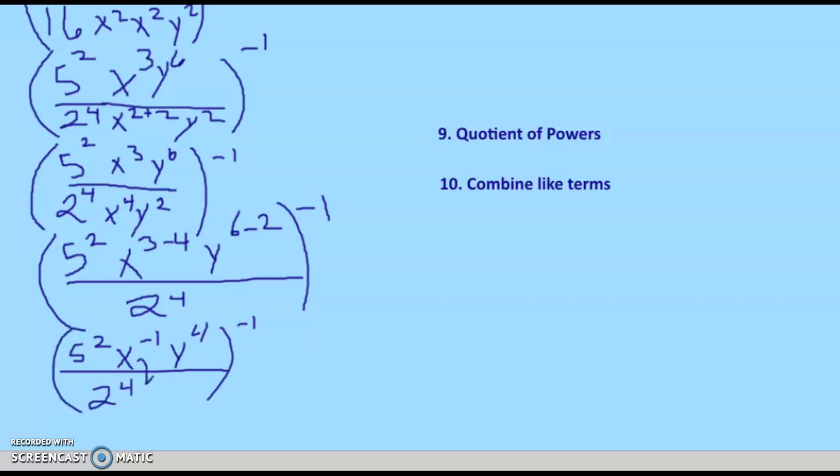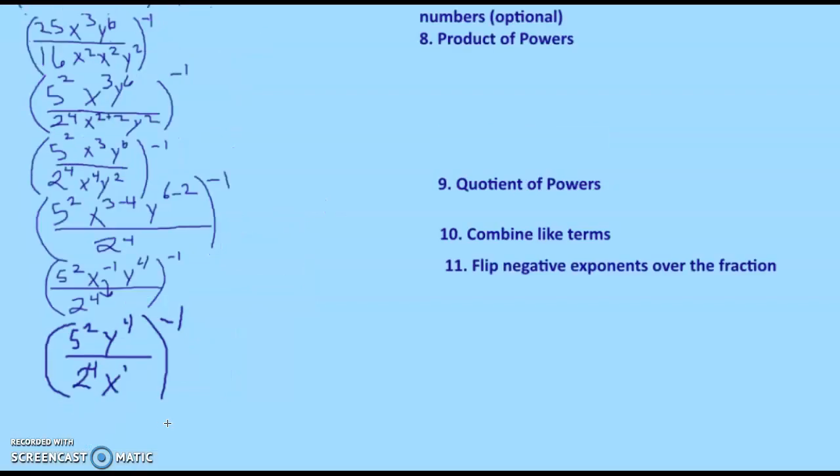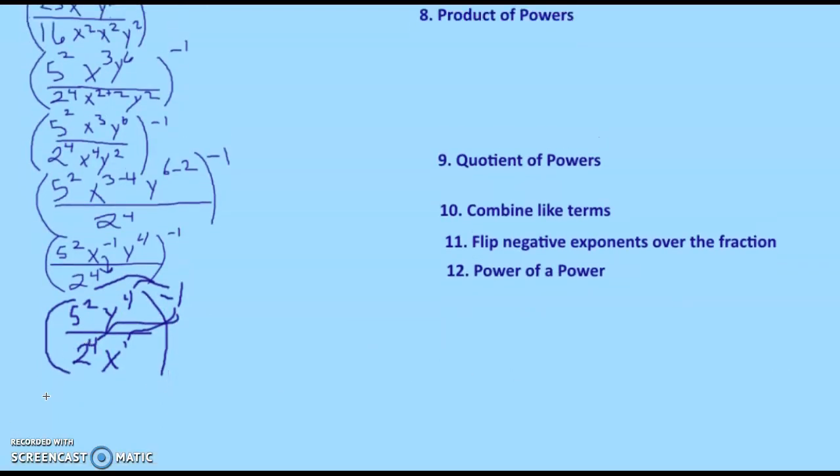Now let's move that x to the negative 1 to the bottom of the fraction. For our next step, we want to distribute that negative 1, our exponent on the outside, to each of the exponents on the inside. And that's usually our power of a power rule. So we have 5 to the negative 2 times y to the negative 4th all over 2 to the negative 4 times x to the negative 1.